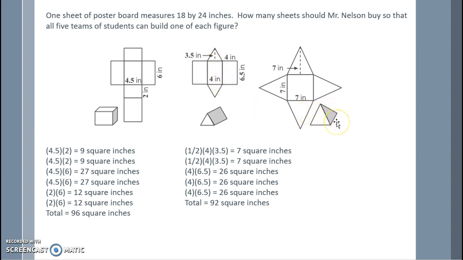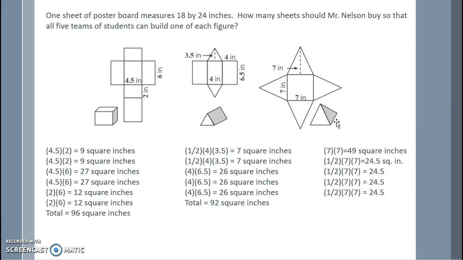And then we have the square pyramid. We'll start with the square in the middle, which is 7 by 7. And then we have 4 triangles surrounding our square. So half times 7 times 7, and 3 more of them. So altogether, this square pyramid is 147 square inches.